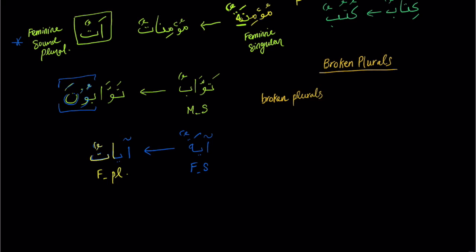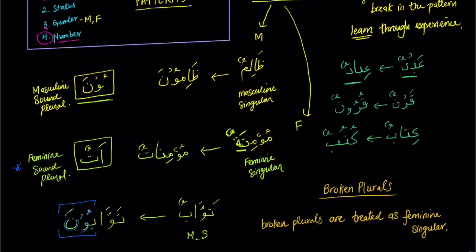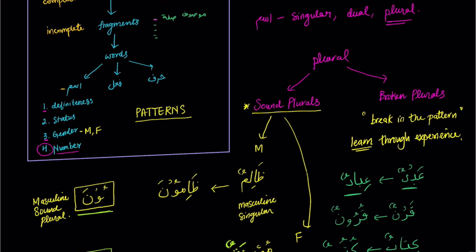Broken plurals are treated as feminine singular. Okay, what does that mean? So let's go back here. The ism has four properties. It has a definiteness, it has a status, it has a gender, and a number.